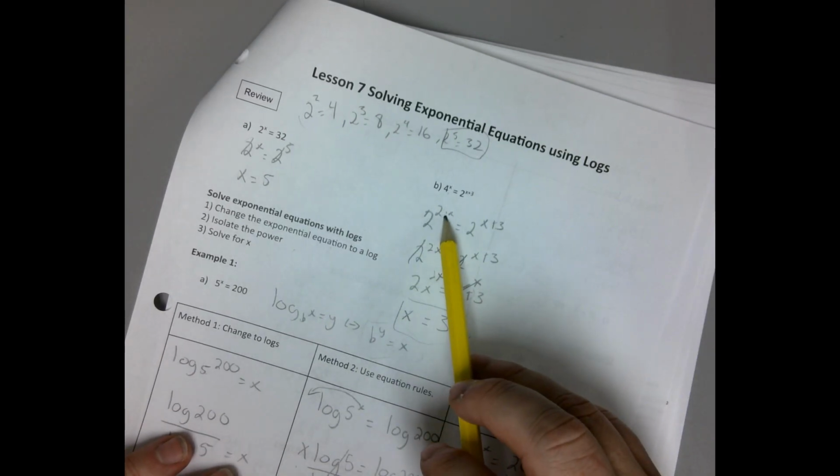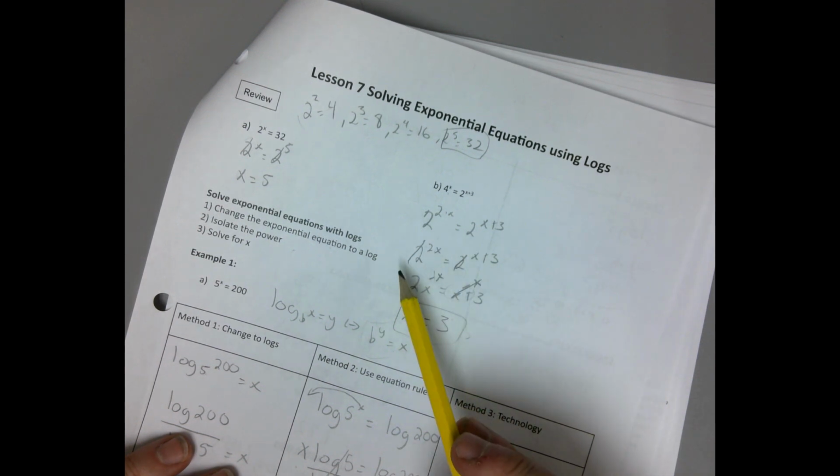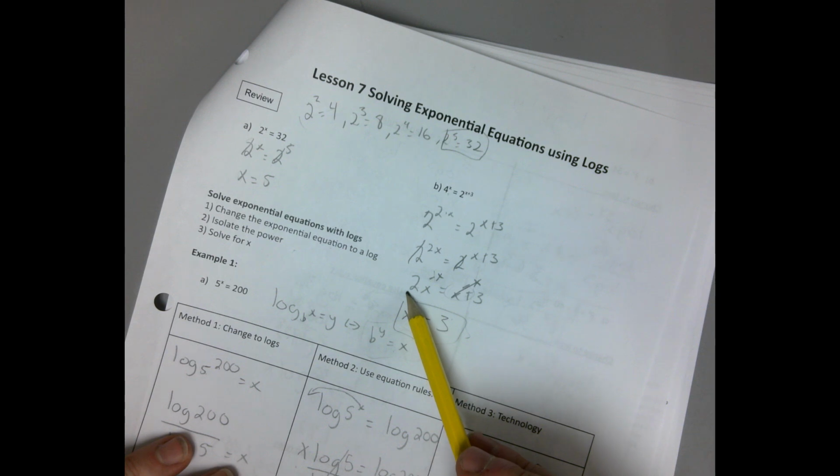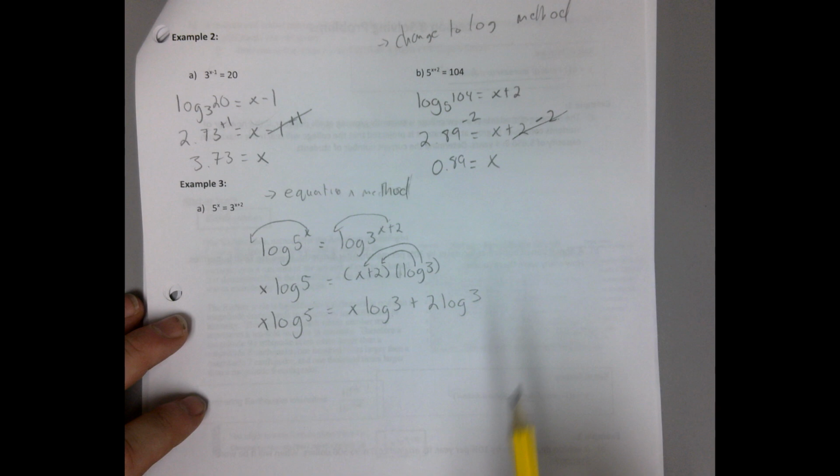Oh, way back at the very beginning. Sorry, my bad. When we had an x on both sides of our equation here, what did I end up doing? I brought my x over to one side. We brought all the variables to the same side, right? So we have x log 3 plus 2 log 3.